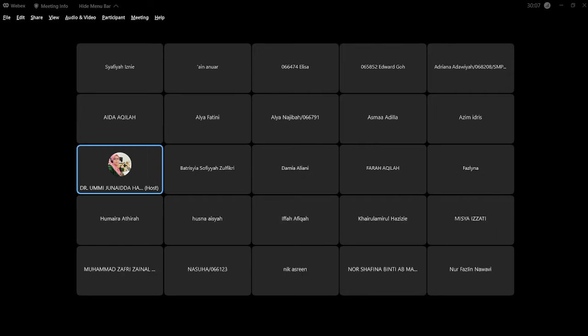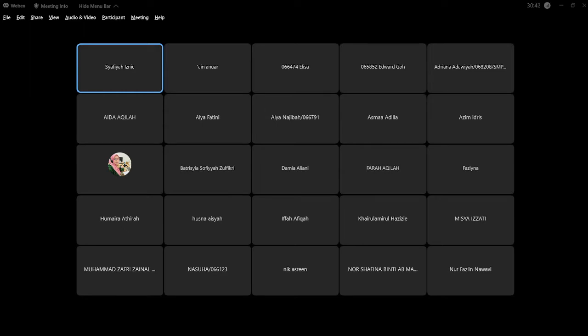Maknanya 52% tu daripada sales tu dikira sebagai gross profit. Yeah, so 52% adalah gross profit and the balance of 48%, dia guna untuk bayar cost of goods sold dengan expense. And how about the net profit?